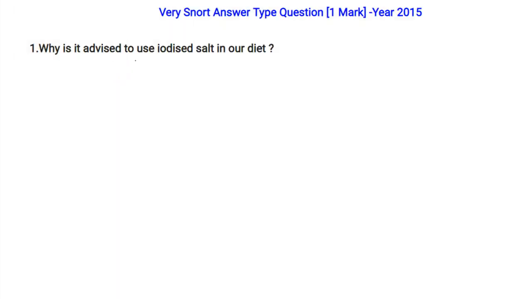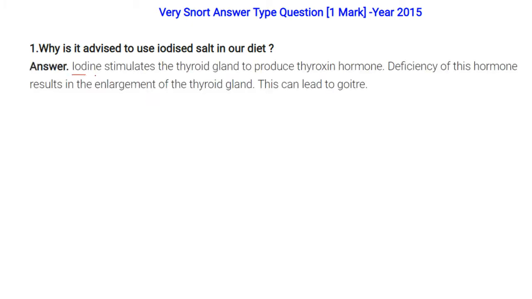Why is it advised to use iodized salt in our diet? Iodine is very important for our body. It stimulates the thyroid gland to produce the thyroxine hormone. Deficiency of this hormone will result in the enlargement of the thyroid gland, which can lead to a disease or symptom called goiter. That is why the salt we generally take, and the government also advises us to take, is iodized salt.